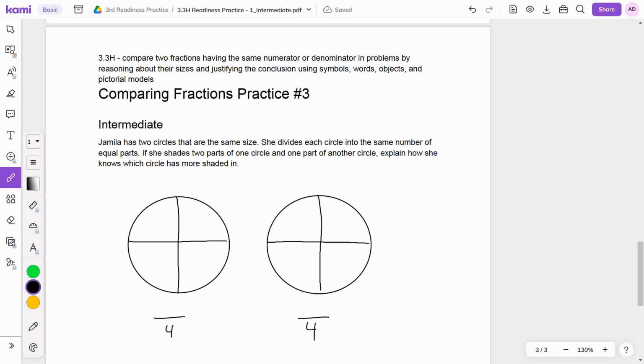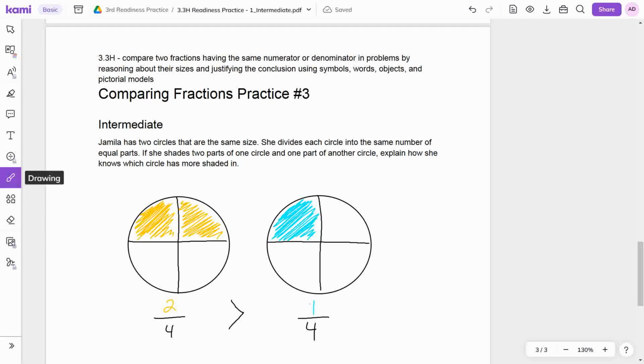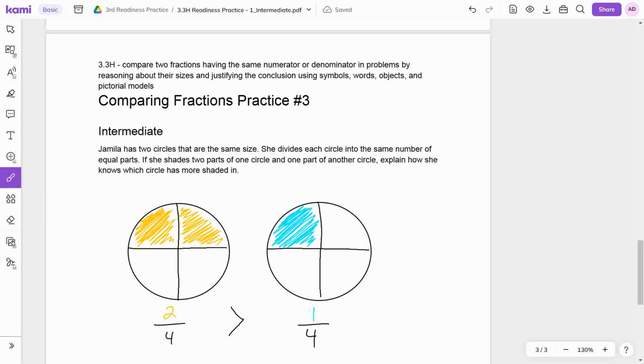Now, it says one circle has two parts, so let's just do this 2 right here. That's 1. That's 2. And then another part just has 1. All right, so we need to know which one has more shaded in. Well, the 2/4 is going to be greater than that 1/4, but we need to explain how she knows.